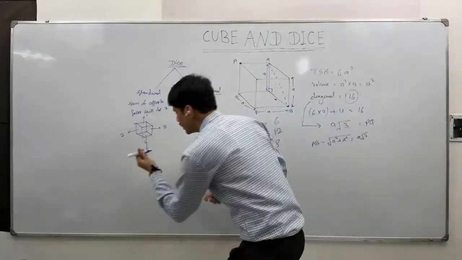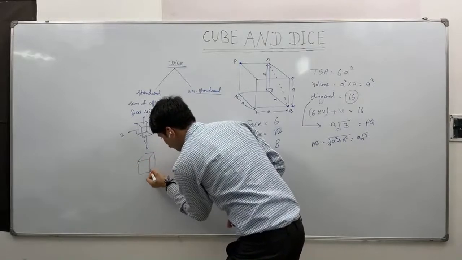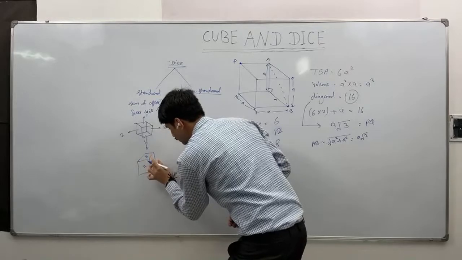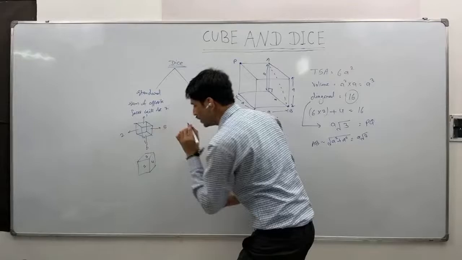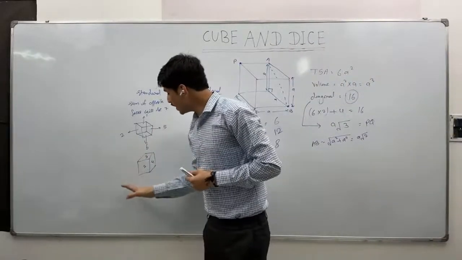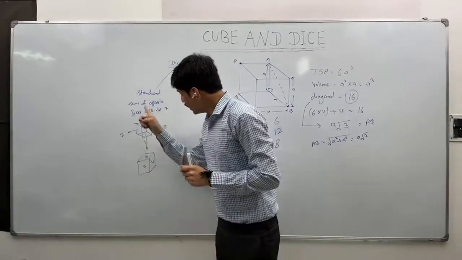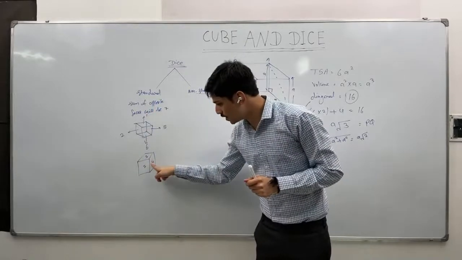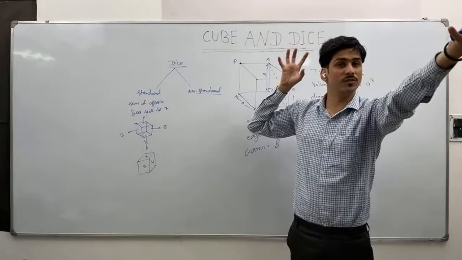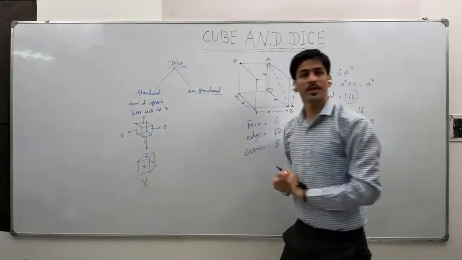Let's say I draw a dice like this with 2, 3, 4. Now tell me, is it a standard dice or not? Non-standard. Because if it has to be a standard dice, then if 4 is here, 3 cannot come here. If 4 is here, 3 must come to the opposite face, and only then will the sum be 7. So we can say this is not a standard dice.